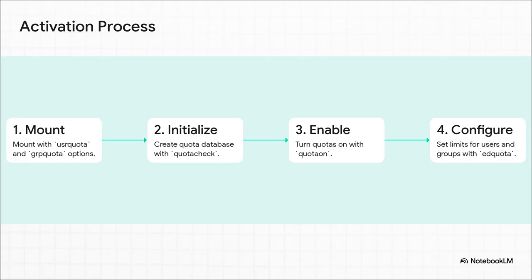This activation process has 4 key parts. First, we mount our partition, but with special options that tell the operating system, hey, keep an eye on this one. Then, we create the database files where all the usage info gets tracked. After that, we officially flip the switch to turn the quota system on. And finally, we'll use the edquota command to set the actual limits for our users and groups.